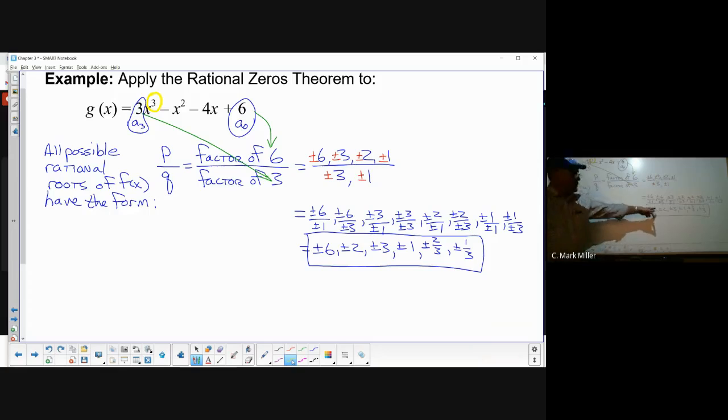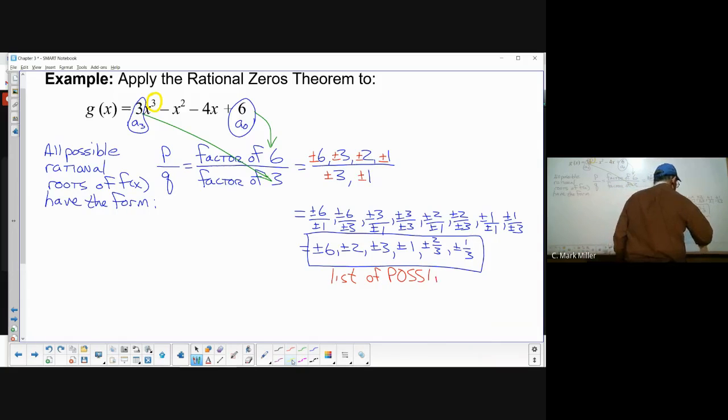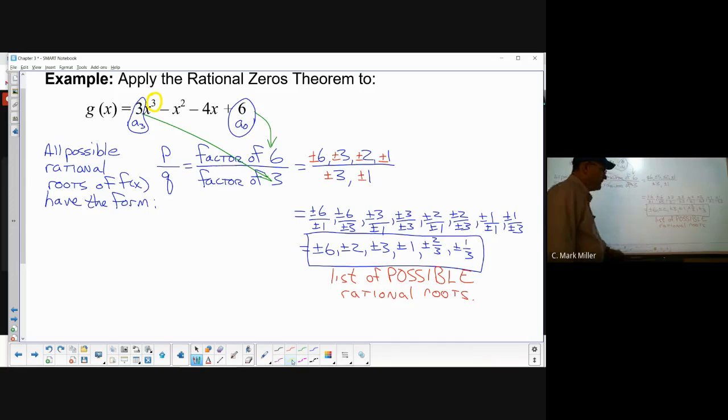So this is what you sought to produce when you applied the rational zeros theorem. This is a list of possible rational roots. Any questions? We're going to be doing this again and again and again. We're going to be doing this several times.